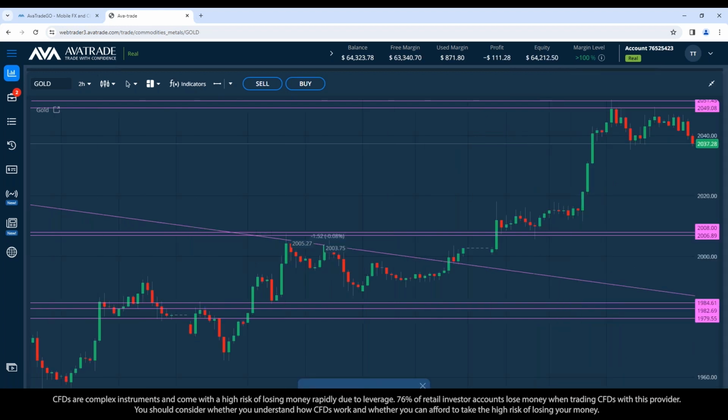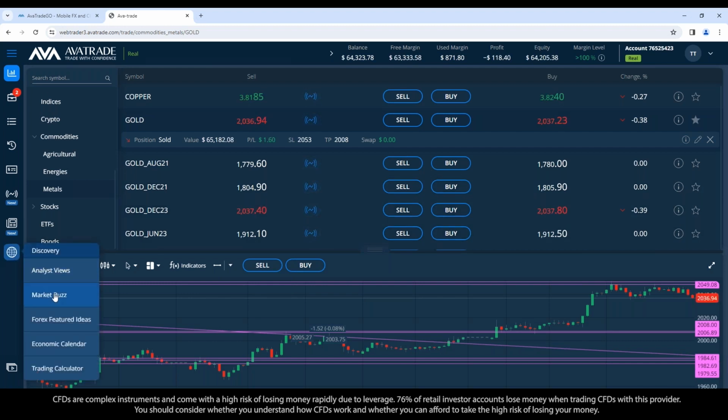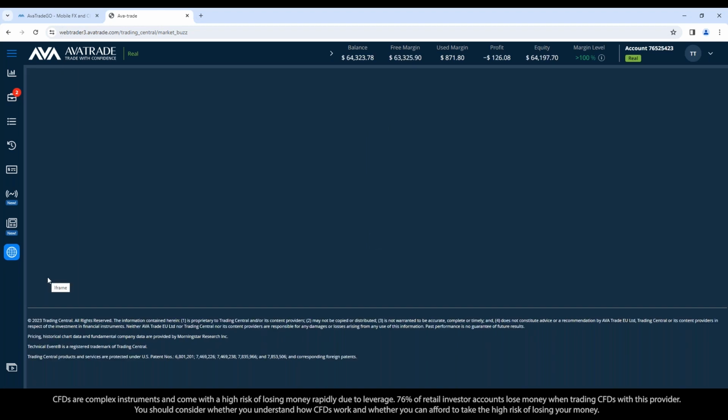Okay, so a move that's directionality based on not just the technical analysis showing a nice resistance level and a downtrend, but also based on maybe the fundamental news situation, having a bit less fear about inflation out there, and maybe some reason for people to sell gold off a little bit. Okay. Now, there's another tool we can look at for fundamental news. If we go here to the market buzz, this is a nice tool to find information pretty quick about different instruments.